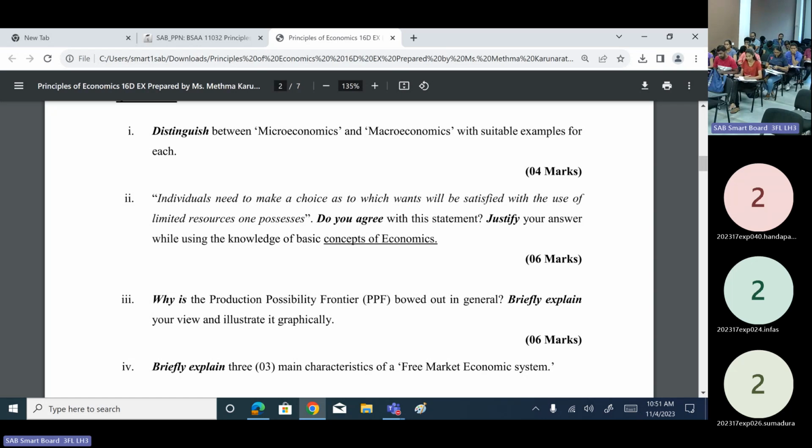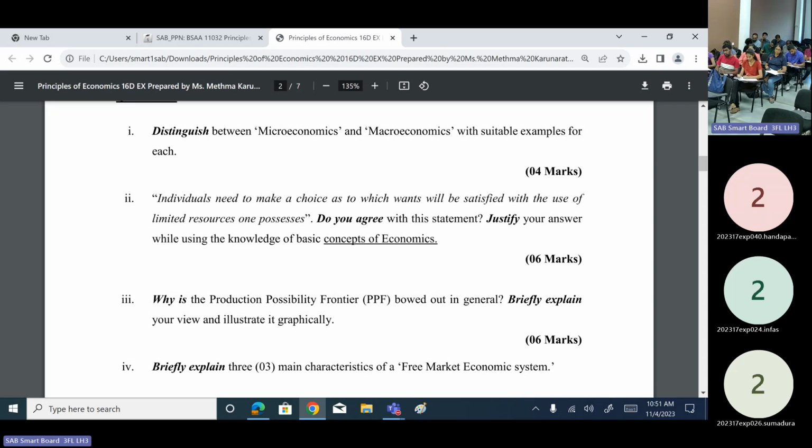Individuals need to make a choice. Definitely choice. Why do they have to make a choice? There are limited resources, scarcity. When you have scarcity and you make a choice, what's the other economic concept that arises? Opportunity cost, right? Scarcity, opportunity cost, choice. Using these three, you can explain this. Definitely those three need to be included for you to gain the next 5 marks.